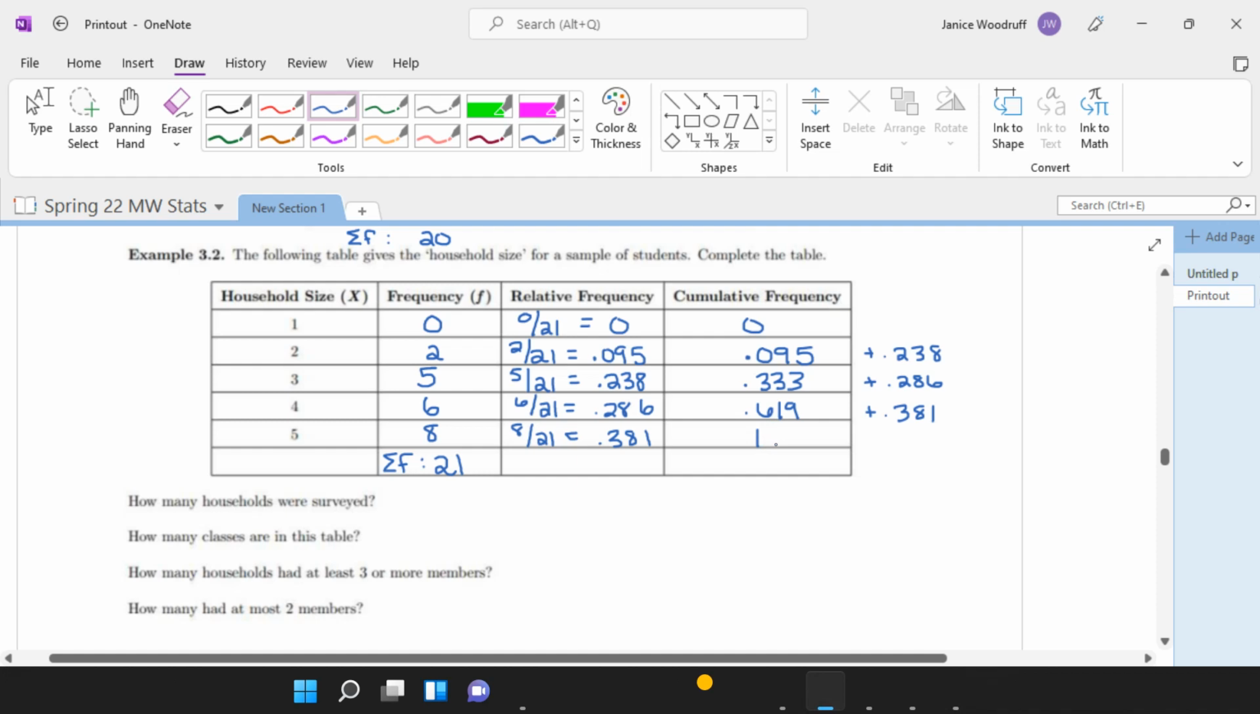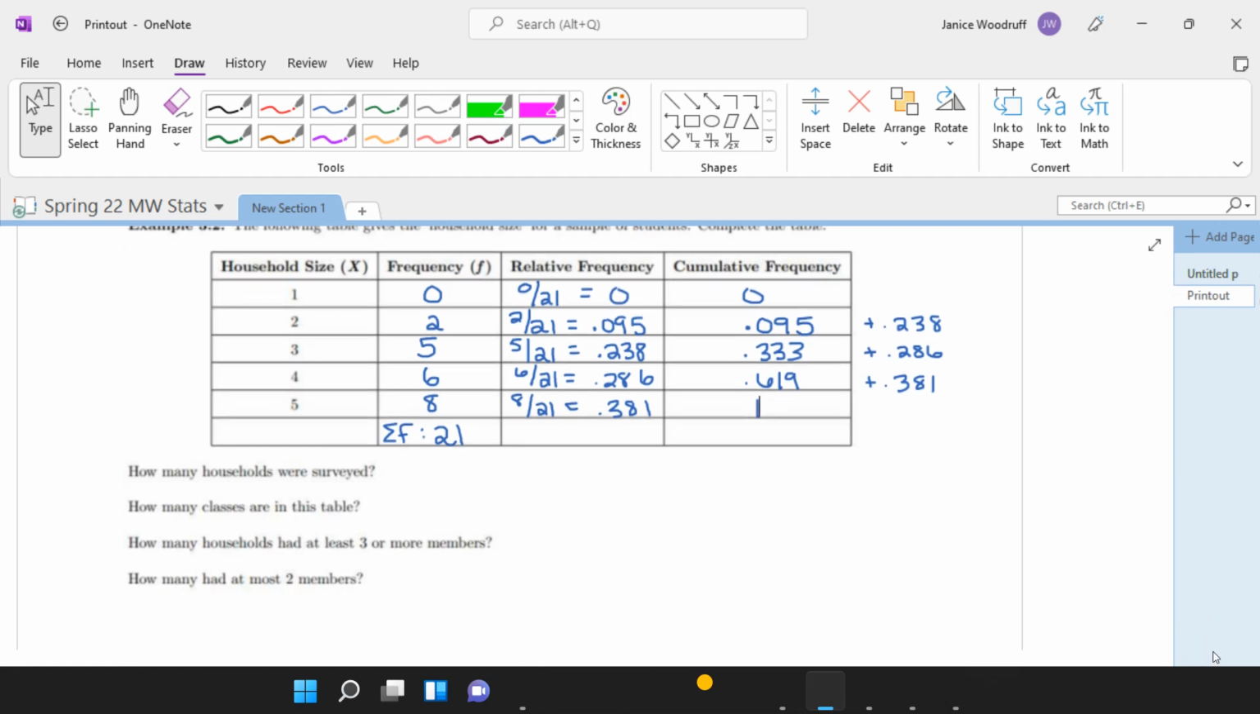Sometimes it might add to 0.99 or 1.01, just if there's rounding, especially if there's like a 4 that you rounded a lot. So sometimes that might happen. But as long as it's usually within 0.02 tolerance, so like 0.98 to 1.02, you should be good. If you add them all together and you have like 1.31, you probably did something wrong. So go back through and check the math. So you can fill out that column and then you can answer questions about it. So question, how many households did we survey?